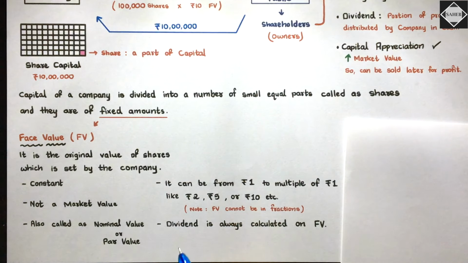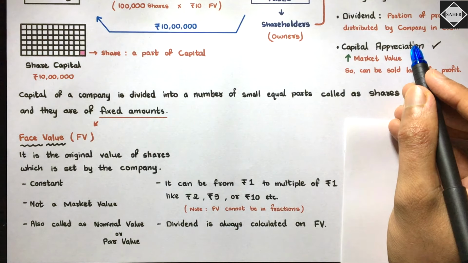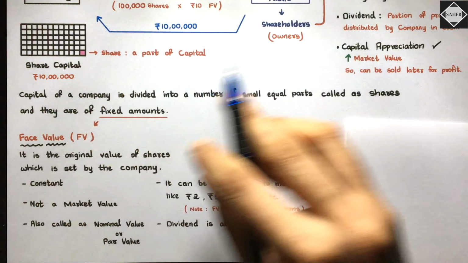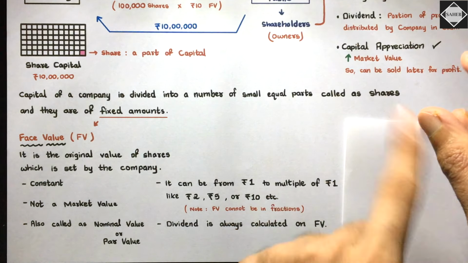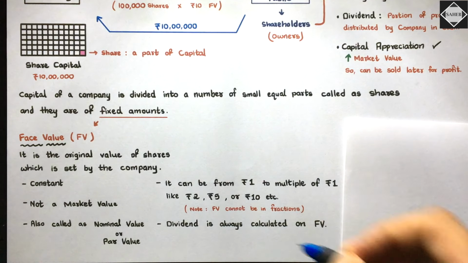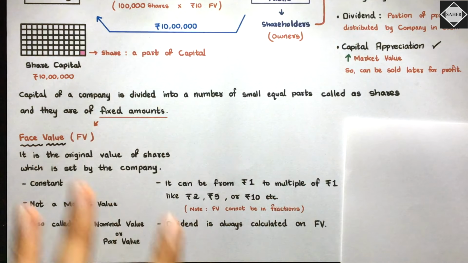Dividend is always calculated on face value. So face value is very important from the accounting perspective. Dividend is distributed by the company: whatever profits the company earns, a portion of that will be given to shareholders. The calculation of that in accounting, we do on the face value of the shares. So face value you understood.